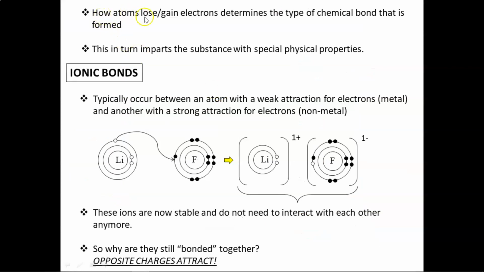Now, how an atom gains or loses electrons determines the type of chemical bond that is going to be formed. This in turn imparts the substance with special physical properties. Throughout the unit, I will be using the phrase form follows function, meaning the form, the structure of the molecule, will determine its chemical properties, its physical properties, its function.